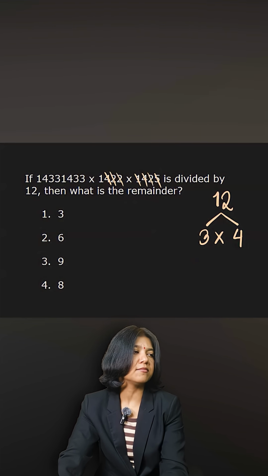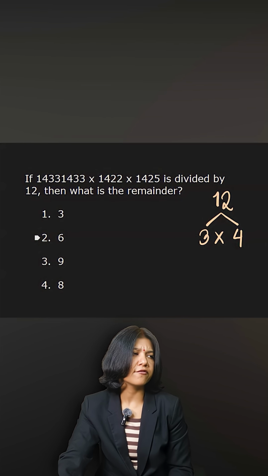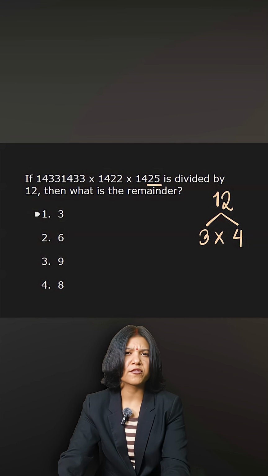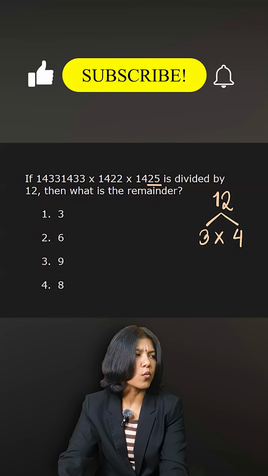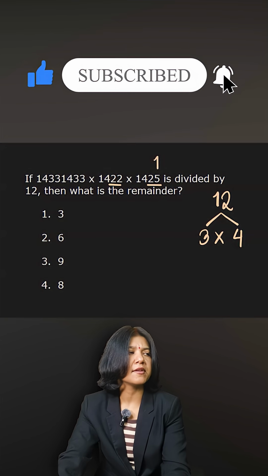A number is divisible by 4 when the last two digits form a number divisible by 4. So if I take this number 25, I know 25 is not perfectly divisible. It will leave a remainder of 1 because 24 is the nearest multiple. 22 will leave 2 as the remainder because the multiple nearest to 22 is 20.